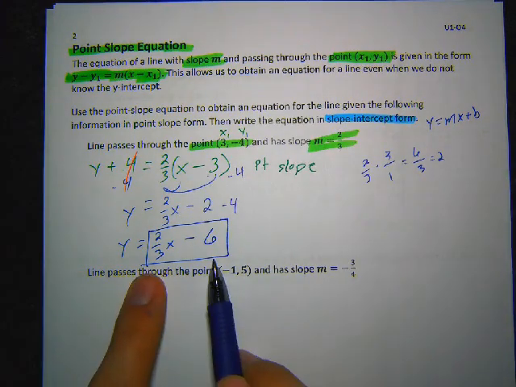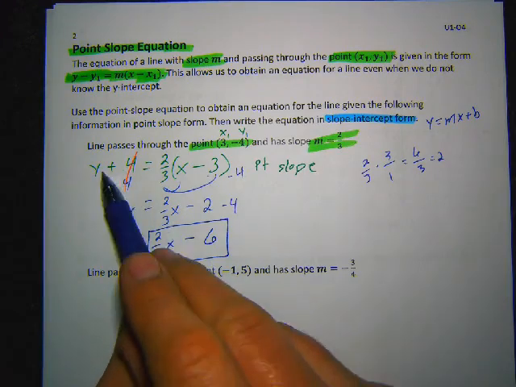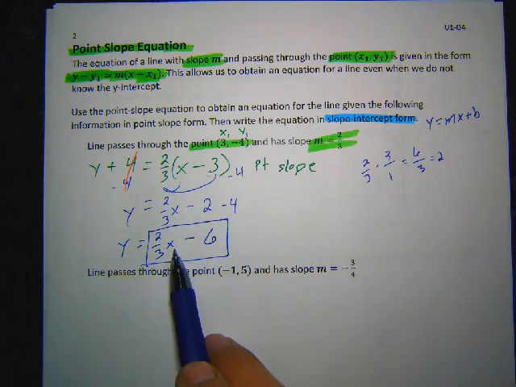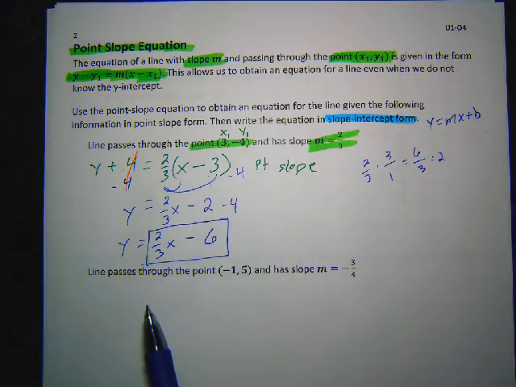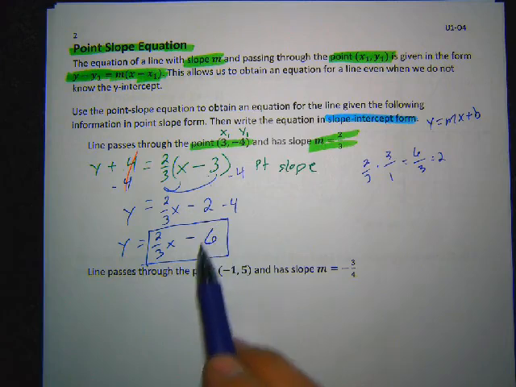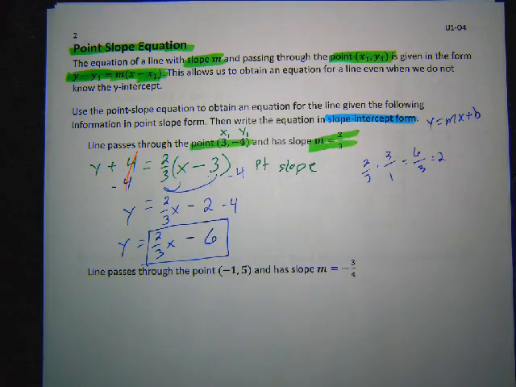So there it is. You can always take point-slope form and get slope-intercept. You just distribute, move whatever numbers are on the wrong side across, and combine like terms, and that always works. That gives you that slope-intercept form. Okay, let's try the next one.